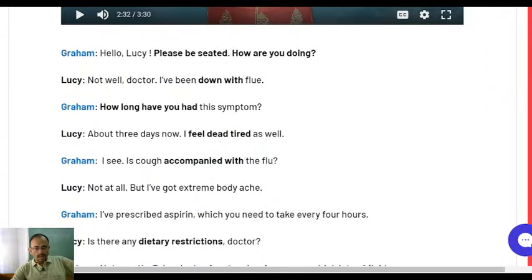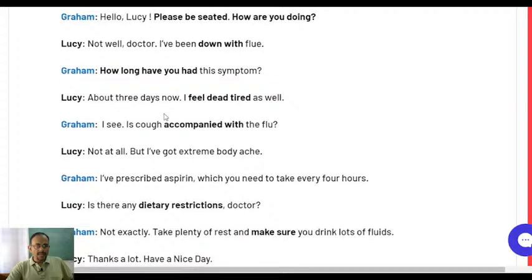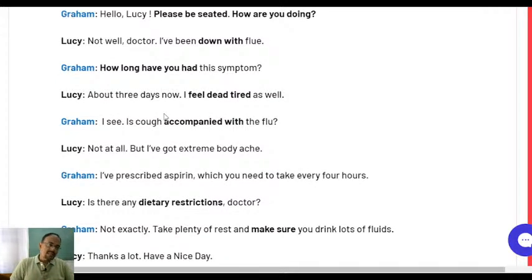Okay, dear students, the transmission is not so smooth, so let me explain from here. As you can see here, it is written Graham. It's a conversation between Graham and Lucy. A patient has visited a doctor's place, right? So Graham is a doctor, it seems, and Lucy is the patient. Let's see the conversation and learn some good sentences out of it.